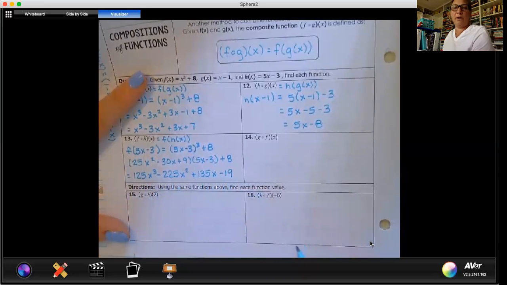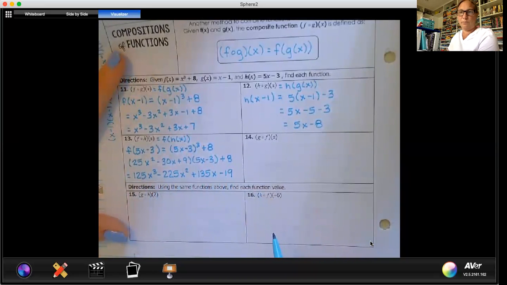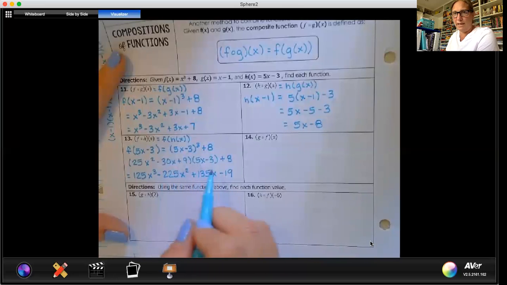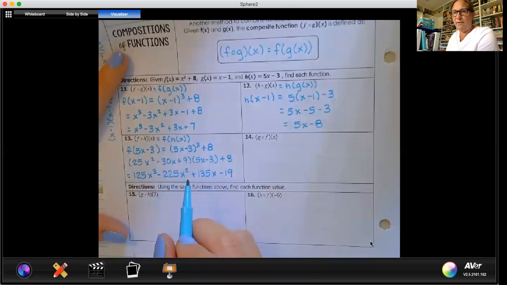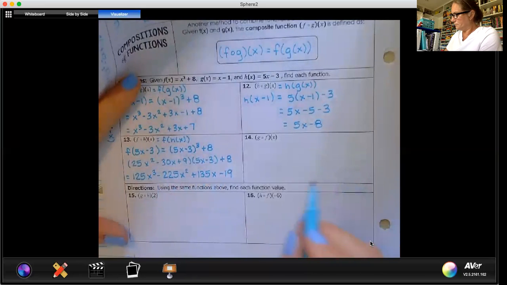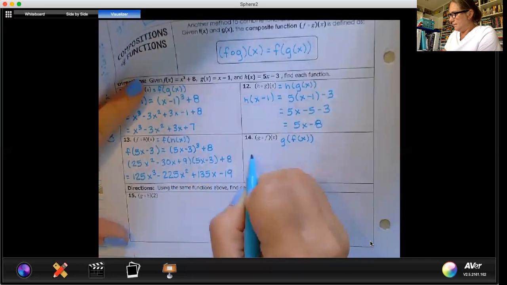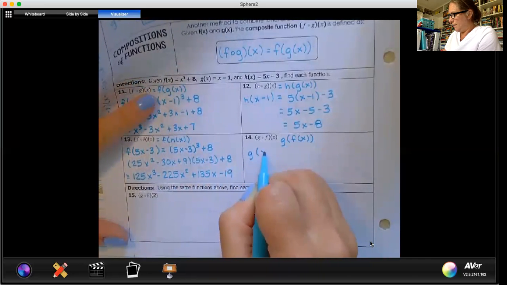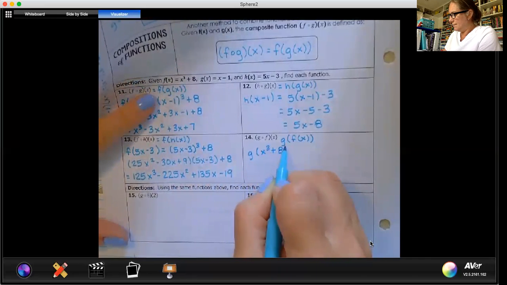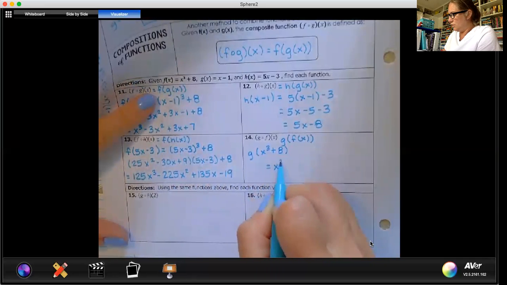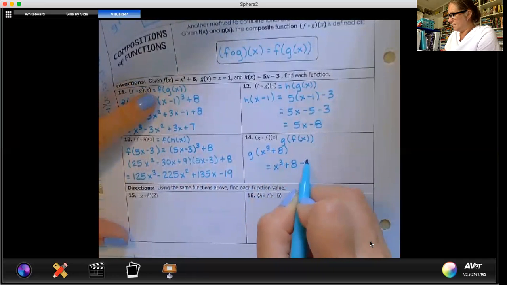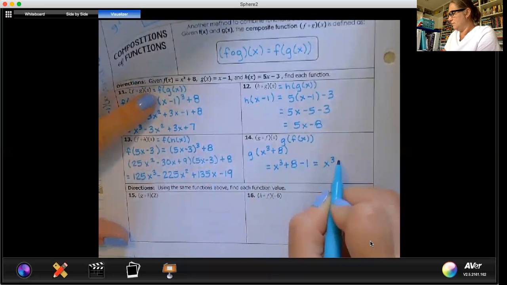I will encourage you to work that one out on paper where you have a little more space to double check that you get the answer. I know I didn't do your polynomial multiplication for you. At this point, you should be fairly confident that you can do that on your own. Then in your last step, you just combine your like terms. For number 14, g of f of x, that's g of x cubed plus 8, which is x cubed plus 8 minus 1, which is x cubed plus 7.